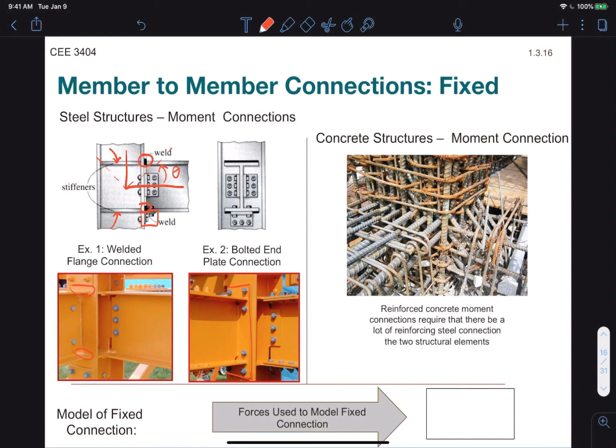We draw fixed connections simply as two connecting beams with nothing. Sometimes we may draw them with a little triangle there, but that's not necessary. Okay. And in this case, the fixed connection is going to provide all three types of support, moment, and the two forces.